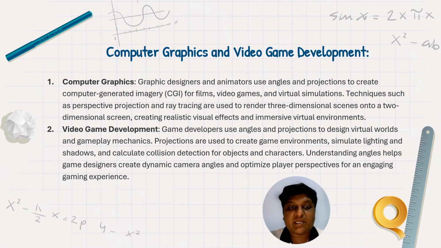Next, in video game development, game developers use angles and projections to design virtual worlds and gameplay mechanics. Projections are used to create game environments, simulate lighting and shadows, and calculate collision detection for objects and characters. Understanding angles helps game designers create dynamic camera angles and optimize player perspectives for an engaging gaming experience. So this is the use of angles and projections in the field of computer graphics and video game development.